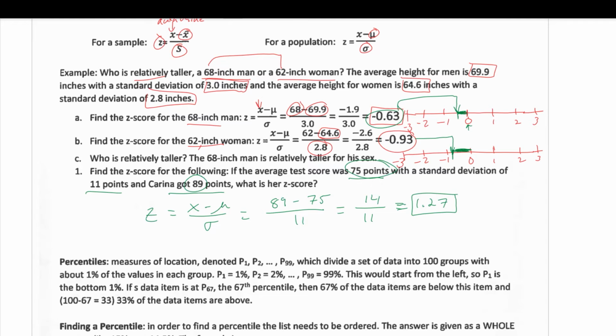Okay, now percentiles. What are those? Well, percentiles are essentially measures of location amongst your data set. Okay, and you want to think of percentiles as essentially partitions. There are actually 99 percentiles. Okay, why 99 and not 100?